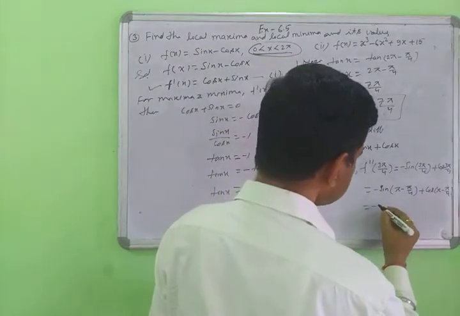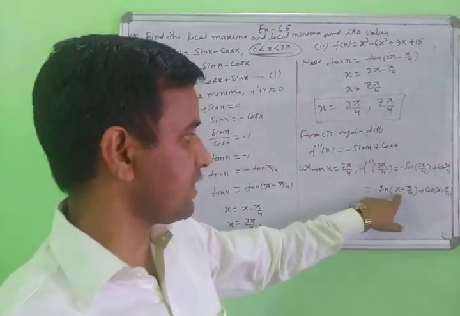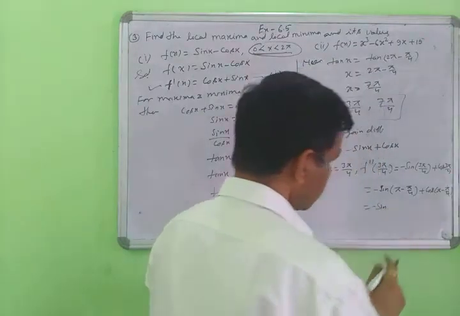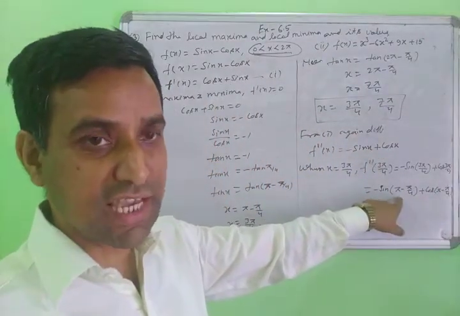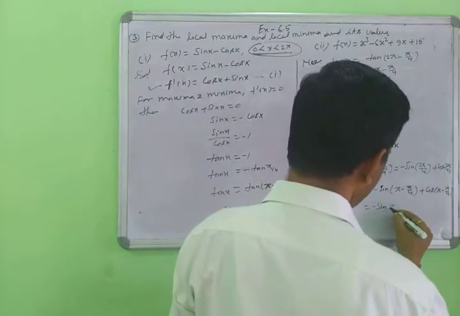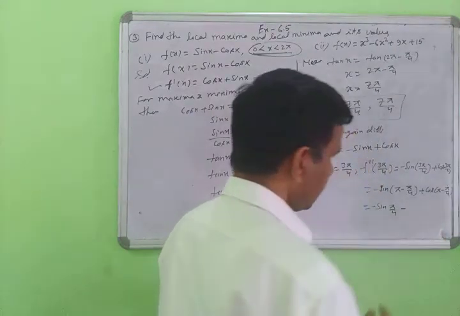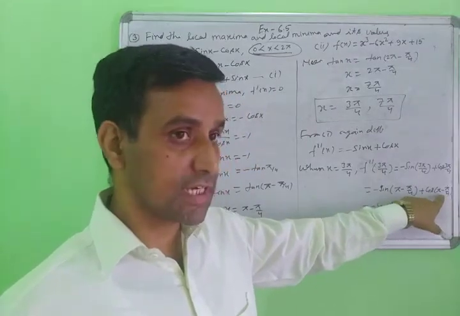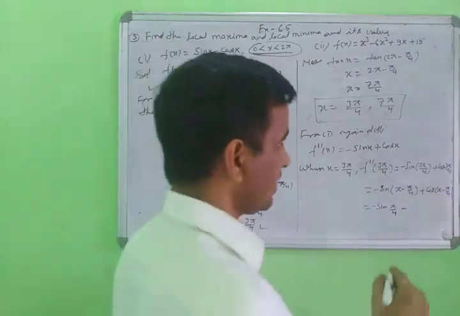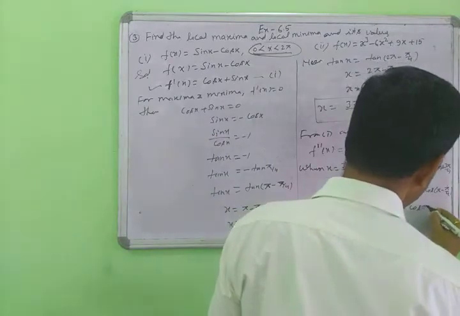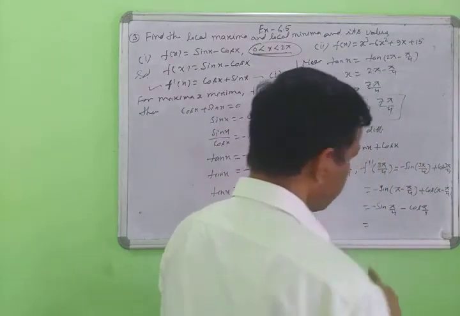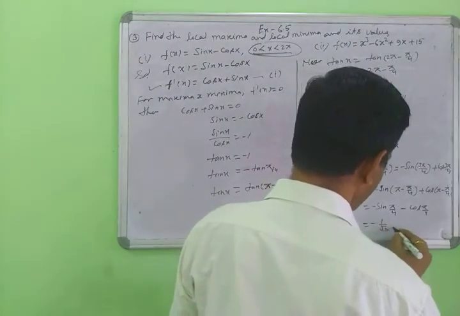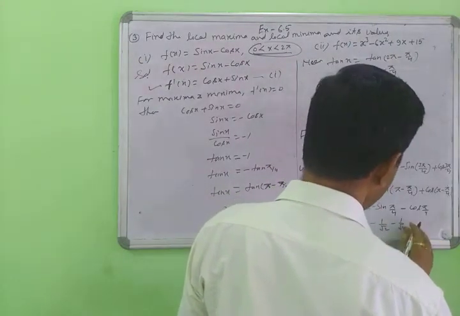What sign will be there? Sin 180 minus theta means sin theta, because this is the second quadrant. In the second quadrant sin is positive. So sin pi by 4. Again cos pi minus pi by 4, this is the second quadrant also. In the second quadrant cos is negative, so cos pi by 4. The value of sin pi by 4 is 1 by root 2, so minus 1 by root 2, again minus 1 by root 2.